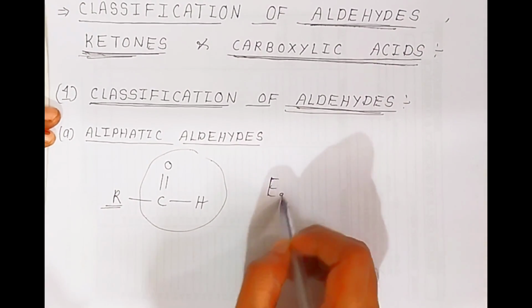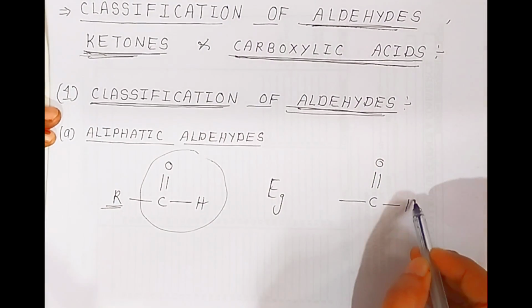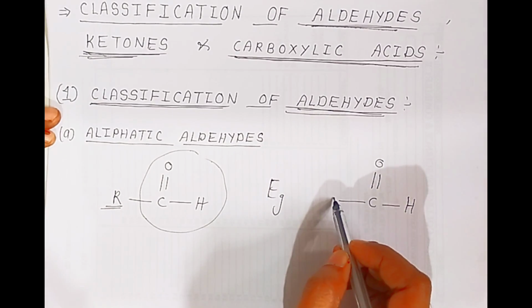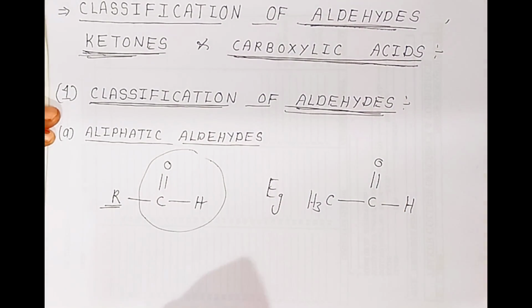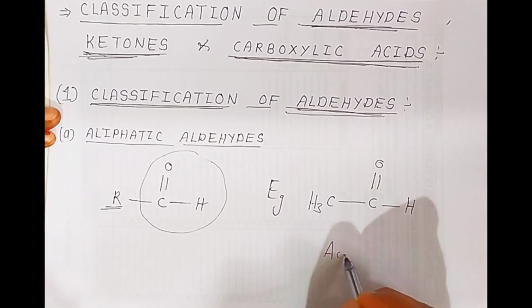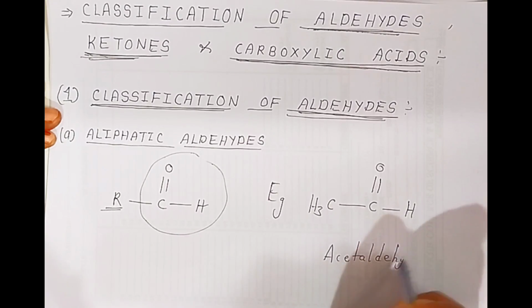Example, students, you can see. This is the carbonyl. One valency should always be occupied by hydrogen, the other valency may vary. Suppose I represent it by a methyl group. So this is called acetaldehyde, an example of an aliphatic aldehyde.